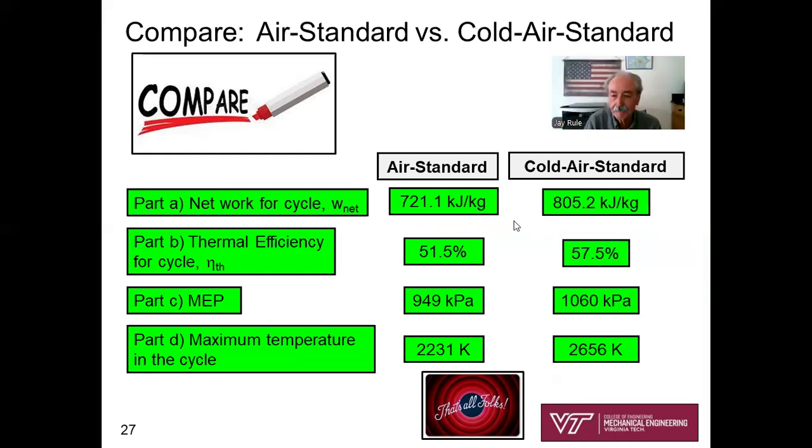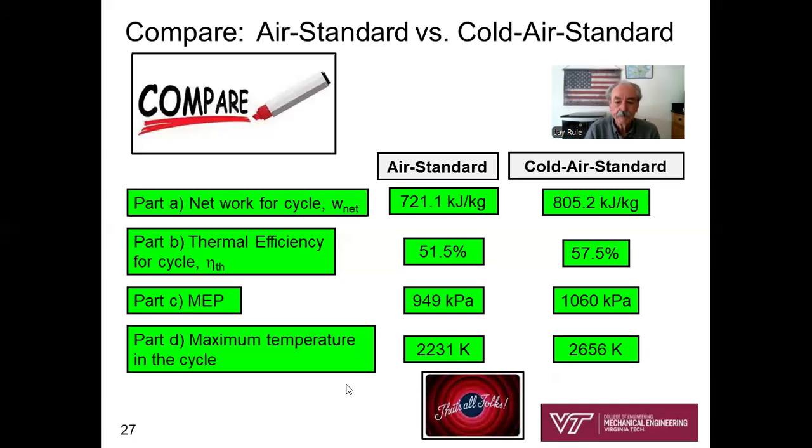Better move my picture here, okay? So let's have a little look at what we've got. There are numerical differences, aren't there? So these are definitely not the same. What kind of things do we see? We see that for the air standard, we've got a little lower net work, a lower thermal efficiency, a lower mean effective pressure, and a lower maximum temperature in the cycle.